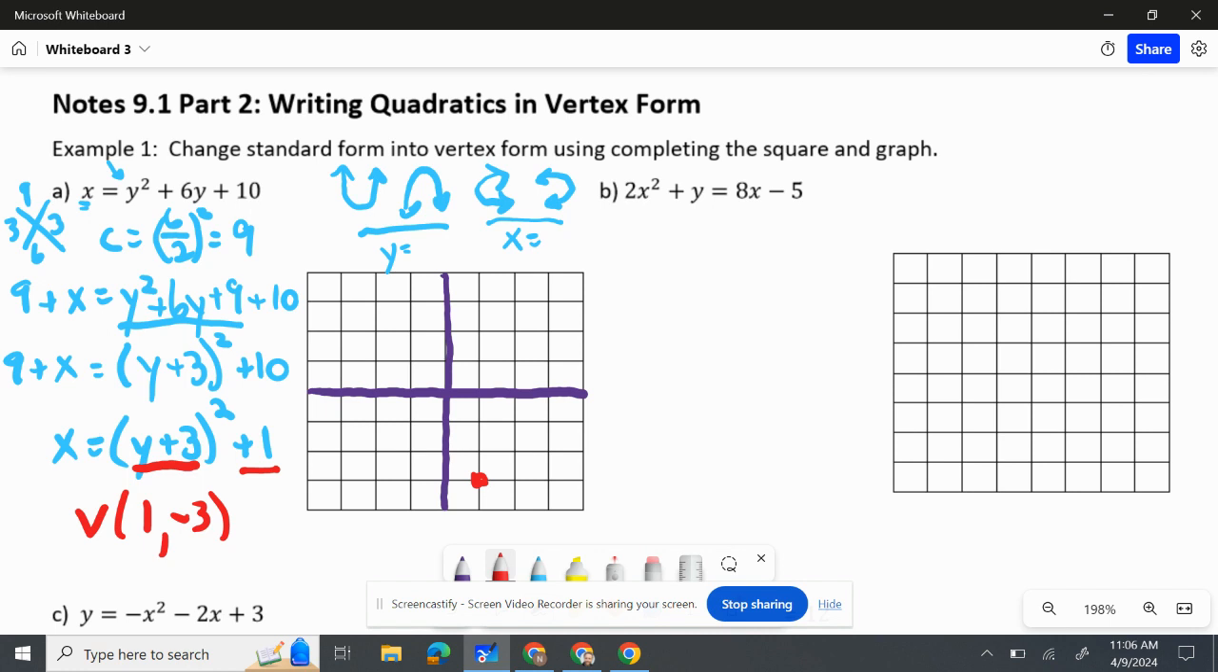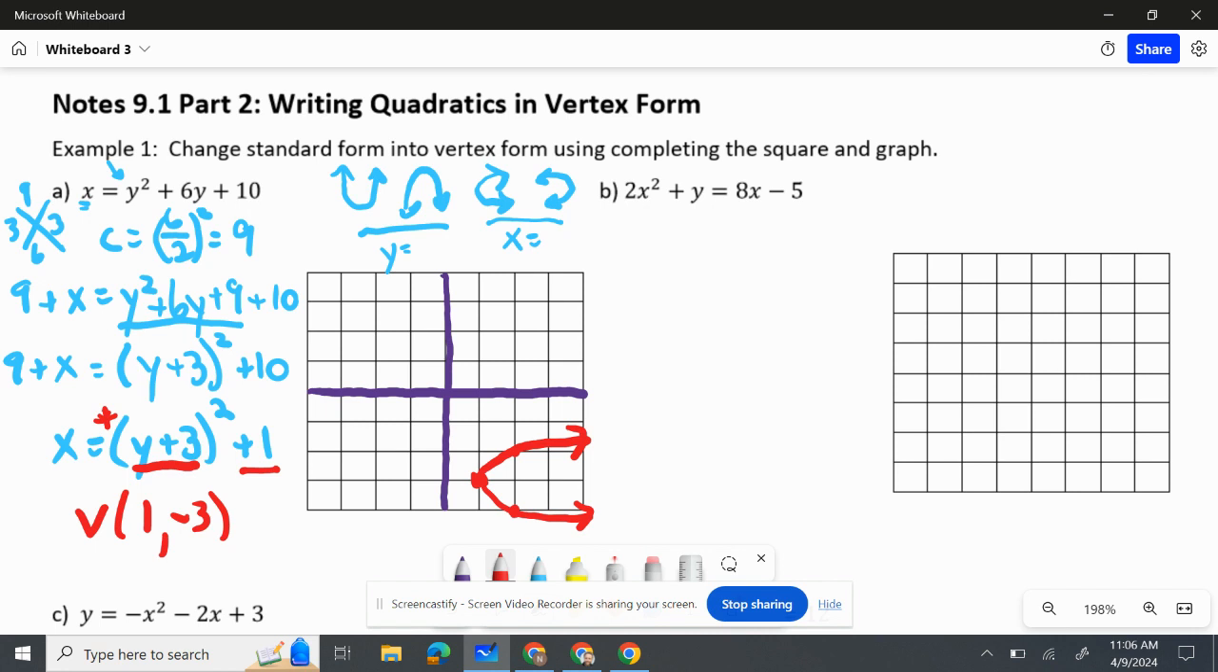Since it's x equals, it's going to go left or right. Since our a value is positive, it means it's going to go right. So we're going to go to the right 1, and then up 1 and down 1. And that right there gives us our quadratic.